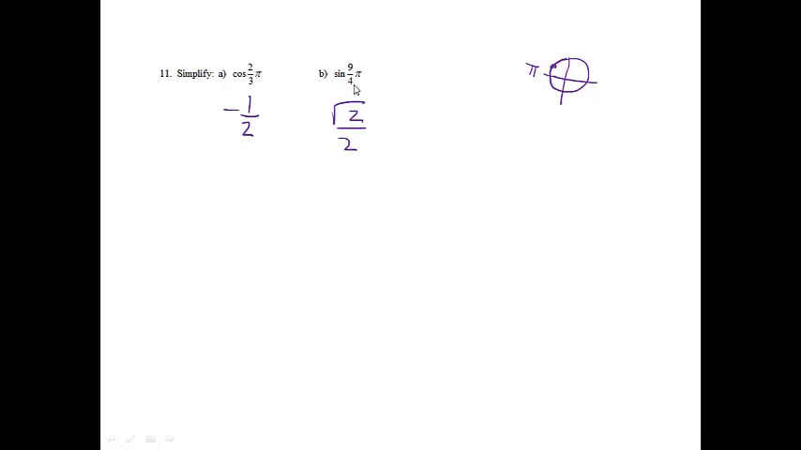So 9/4 pi, we need to figure out what that is. That actually would be equivalent to 2 1/4 pi, which means I'm going to have to go all the way around and then another 4th, which would bring me about right here. Sine is the y value, and the y value in this quadrant is positive, so that would be the answer for that one.